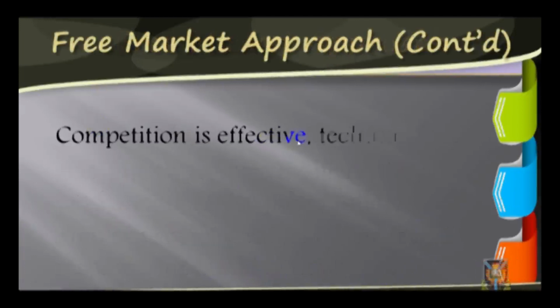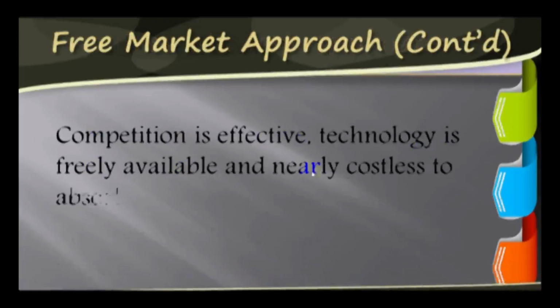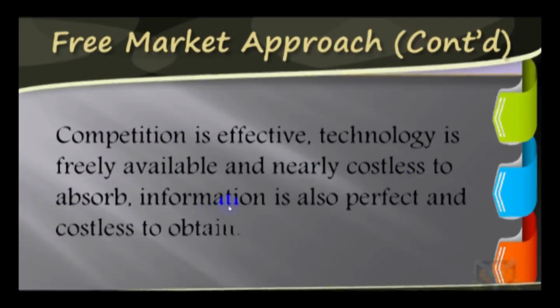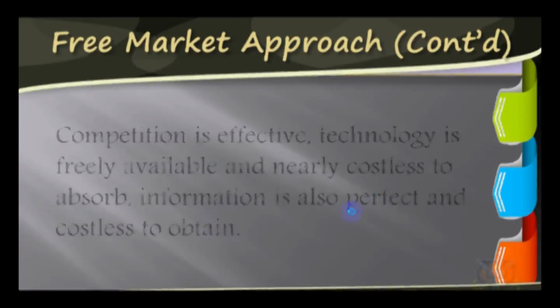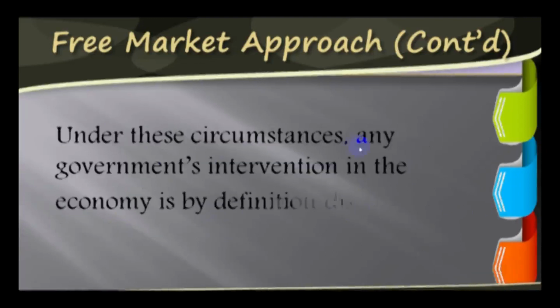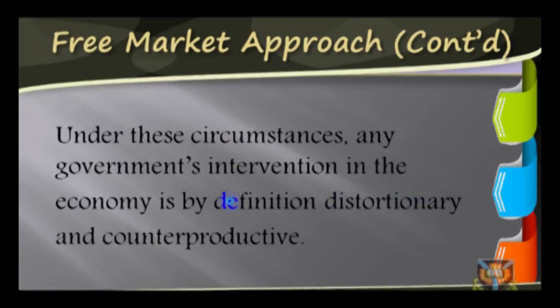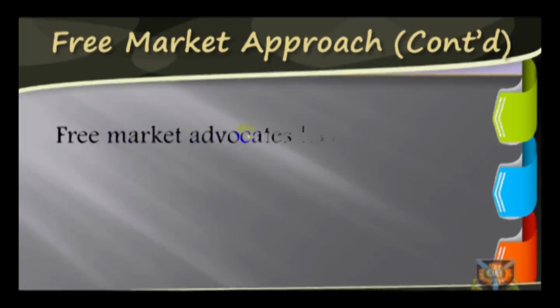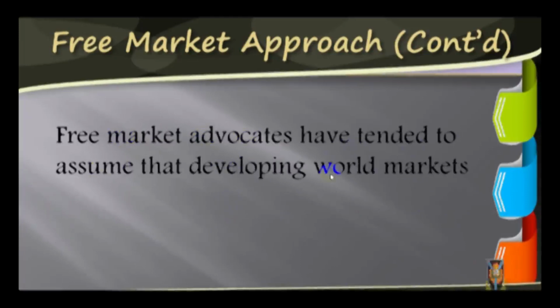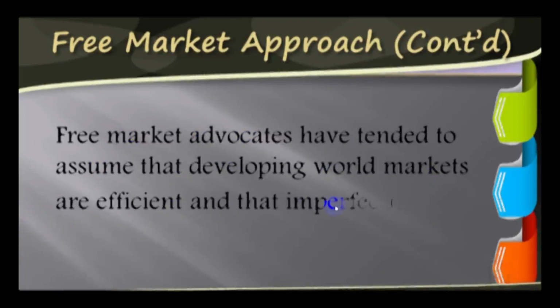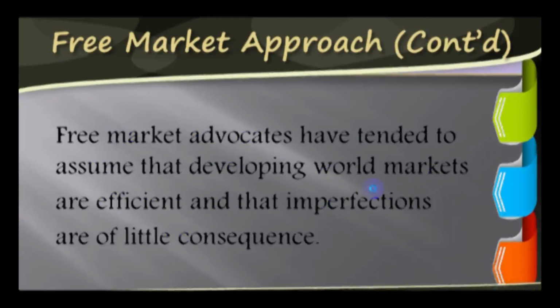Competition is effective, technology is freely available and nearly costless to absorb. Information is also perfect and costless to obtain. Under these circumstances, any government's intervention in the economy is by definition distortionary and counterproductive. Free market advocates have tended to assume that developing world markets are efficient and that imperfections are of little consequence.